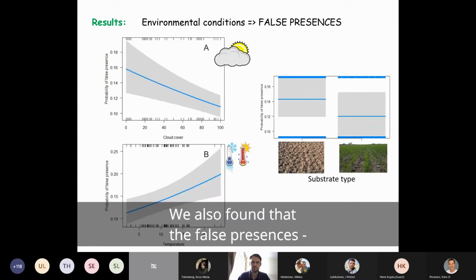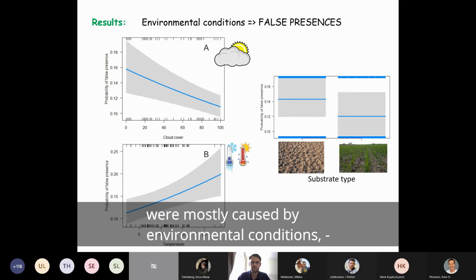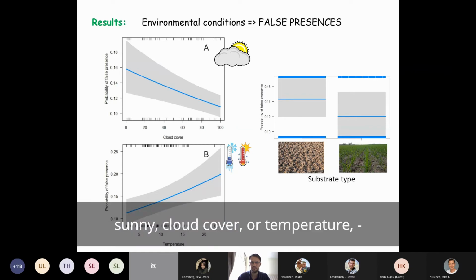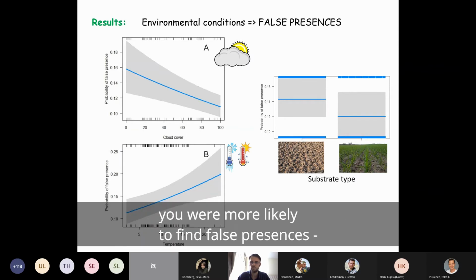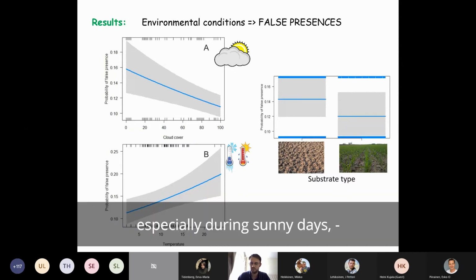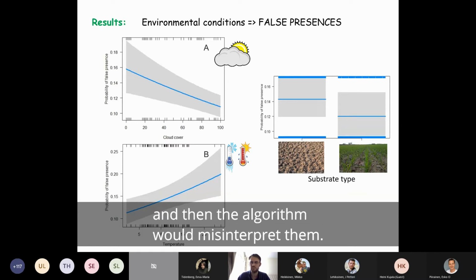We also found out that the false presences were mostly caused by environmental conditions, like sun, cloud cover or temperature, but also the type of substrate. When the substrate was very rough, you were more likely to find false presences, because objects that would resemble a nest would be warmed up, especially during sunny days, and then the algorithm would misinterpret them.